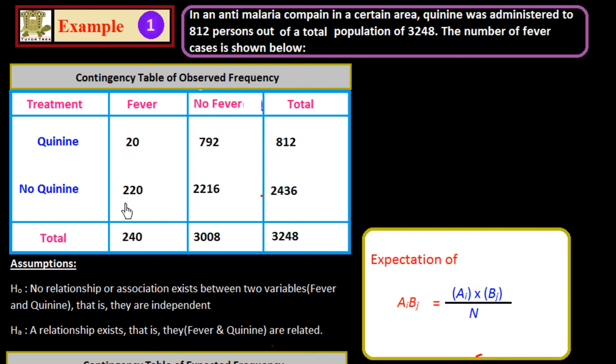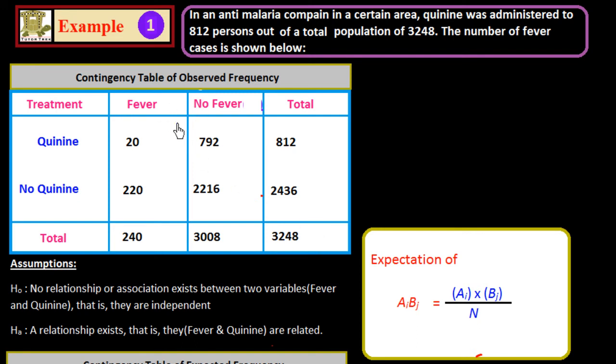Similarly, the persons who are suffering with fever and given no quinine is 220. The persons who are not suffering with fever and given no quinine is 2216. So in this way, the persons who were not given quinine is 2436. Now the persons who are suffering with fever is 240 and the persons who are not suffering with fever is 3008. The total population we have taken here is 3248.